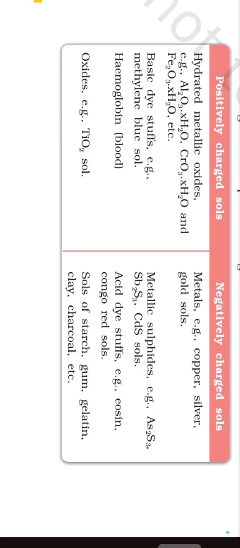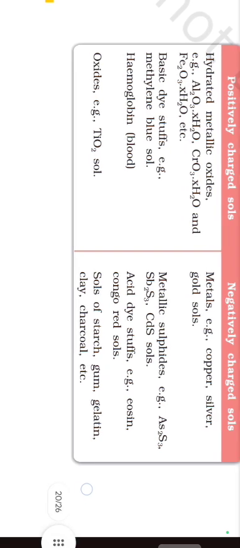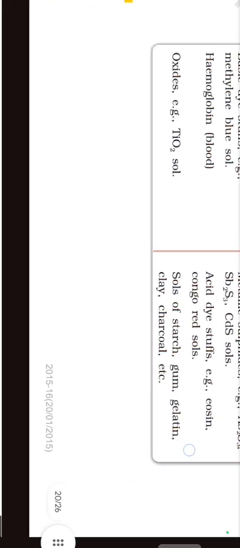Negatively charged sols. Metals, example copper, silver, gold sols. Metallic sulfides, example As2S3, Sb2S3, CdS sols. Acid dyestuffs, example eosin, Congo red sols. Sols of starch, gum, gelatin, clay, charcoal, etc.